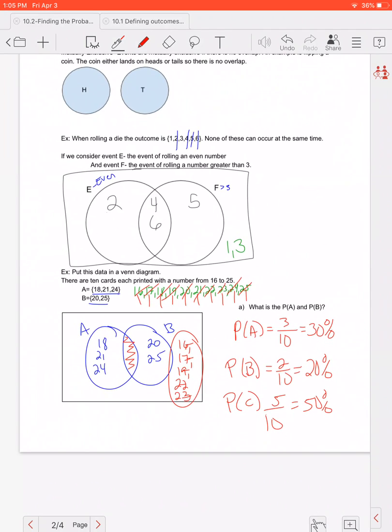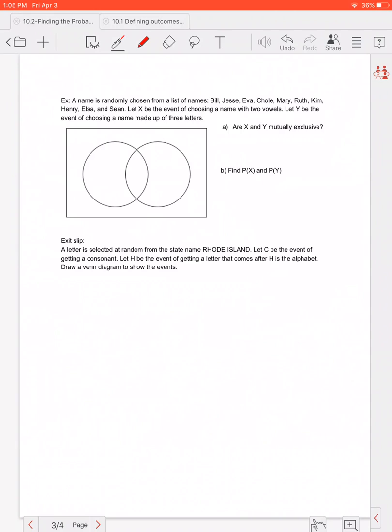But once you find all of them, it should add up to 100. Otherwise, you either missed something or added something extra. Okay, let's move on. So, we have a name randomly chosen from a list of names. So we have Bill, Jesse, Eva, Chloe, Mary, Ruth, Kim, Henry, Elsa, and Sean.